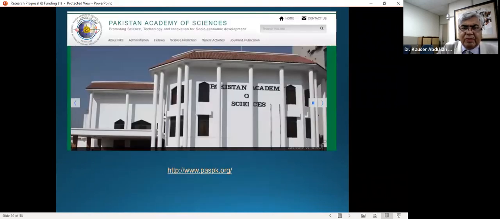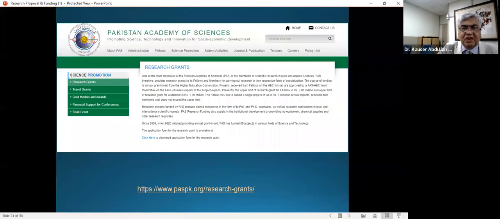The other organization is the Pakistan Academy of Sciences. This supports some research by the fellows of the Academy of Sciences and also by the members of the Academy of Sciences. So you either have to be a fellow or a member in order to avail the facilities of the Pakistan Academy of Sciences. These are research grants, but they are essentially for the members and fellows of the academy. And these are small grants, you know, not big grants, you see.